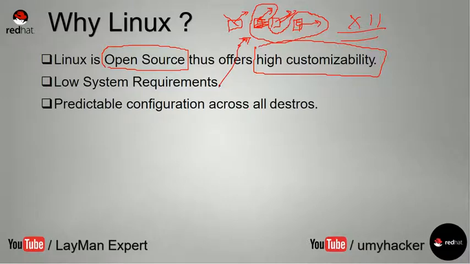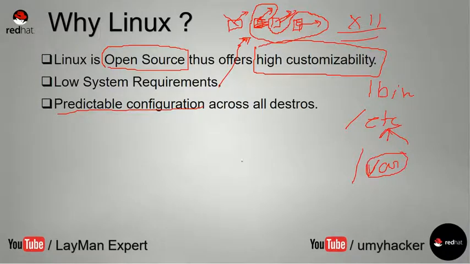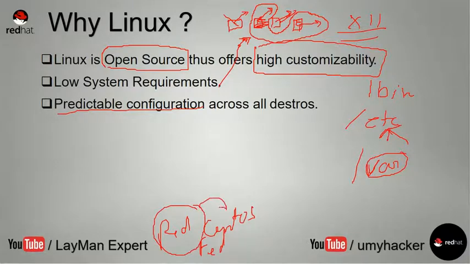Predictable configuration across all distros. Why did I write this? As you know, Linux has directories like /bin and /etc. All the configurations are stored in /etc. All the server configuration goes here, or the server files, hosting files go in /var. So it doesn't matter which Linux you are using, whether you're using Red Hat or CentOS or Fedora. The configuration that you have written for Red Hat will also work on CentOS and Fedora. However, sometimes there could be minute changes, but they are rare.